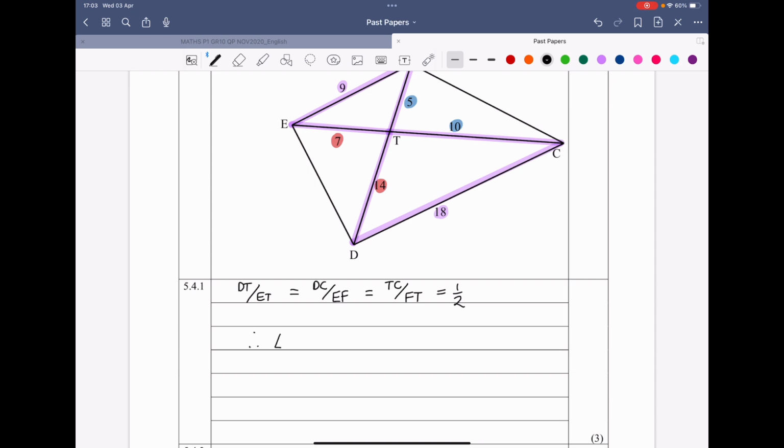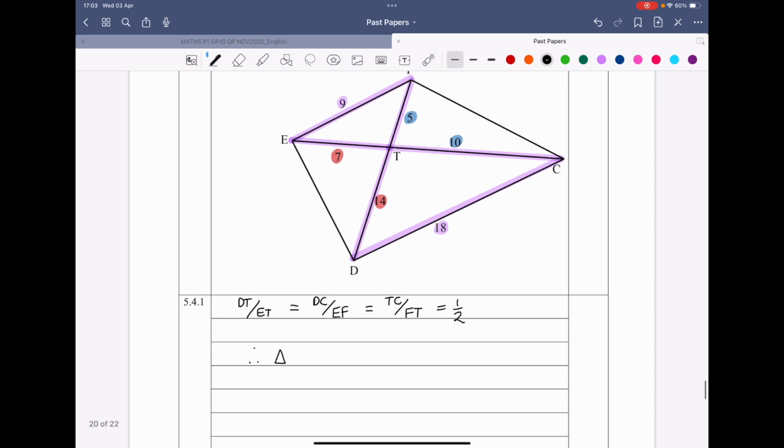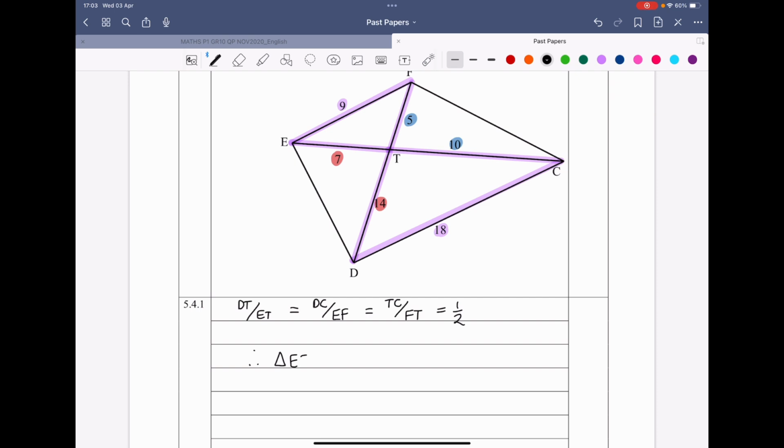And therefore, the triangles are similar. So triangle EFT is similar to triangle DTC. And my reason is going to be sides in proportion.